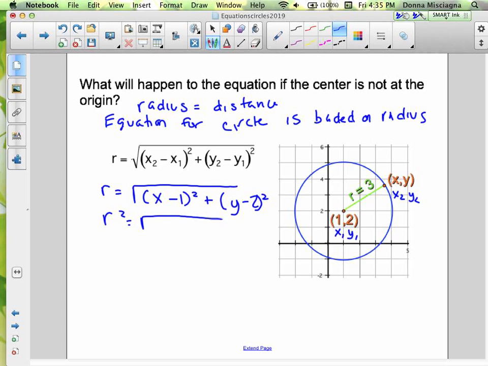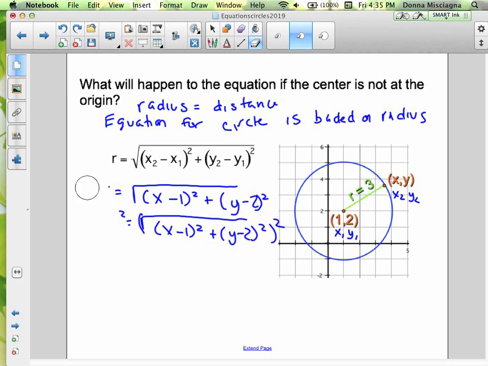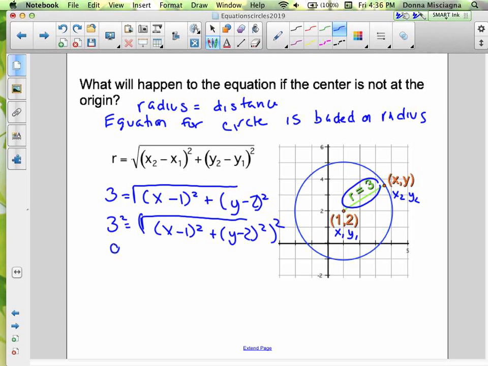So r squared equals the square root of x minus 1 squared plus y minus 2 squared, all squared. Square and square root cancel. Oh, let's plug in the r. We know what the r is. The r is 3, sorry about that. So now we squared it, so it's 3 squared, which would be 9, equals x minus 1 squared plus y minus 2 squared.